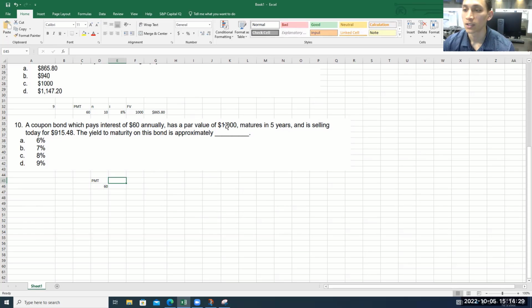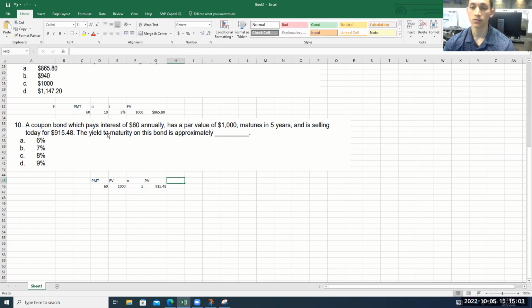It has a par value of $1,000. That's going to be our future value. $1,000 is what the bond is worth. It matures in 5 years. That's going to be our N. And it is selling today for $915.48. The key part is that it's selling today, which is our present value. We'll plug it into our present value. This can be 915.48.